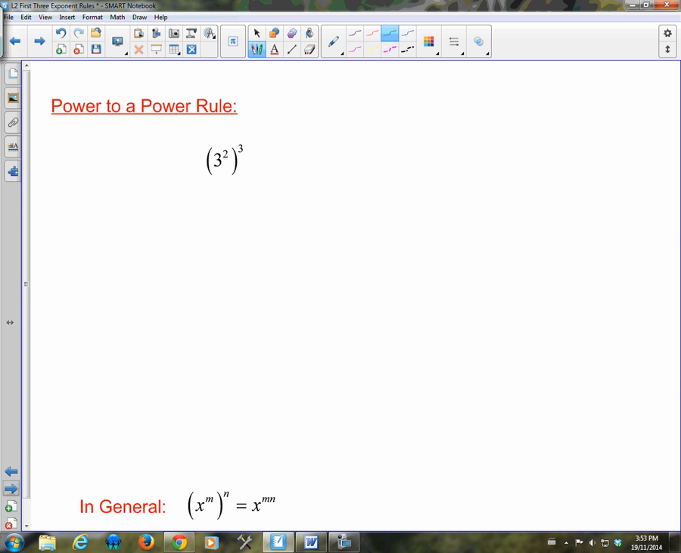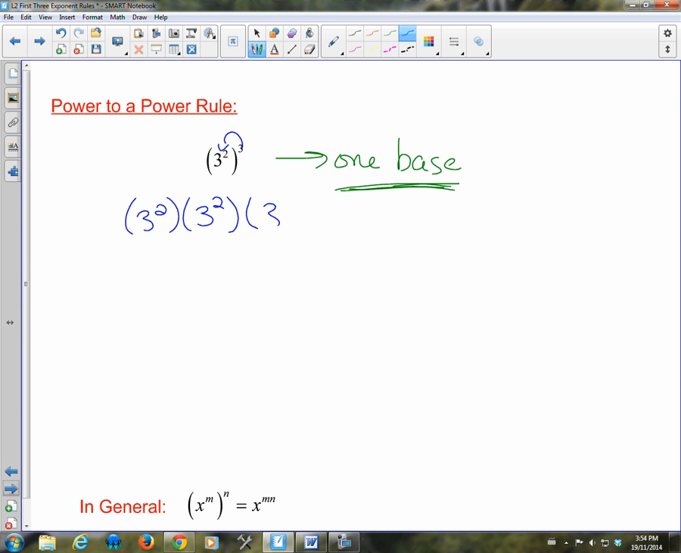Third one is the power rule. So the power rule is when you have one base and two or more exponents with that base. But the important thing is that you notice there's only one base. When that happens, this is saying I have 3 to the exponent 2 to the exponent 3, which means I have 3 of whatever's in the bracket being multiplied. So I have 3 squared times 3 squared times 3 squared, multiplied 3 times.